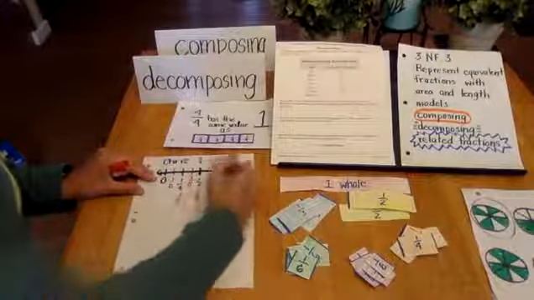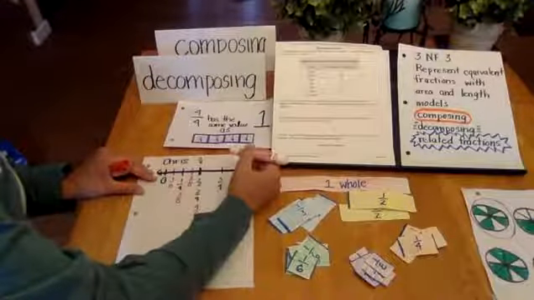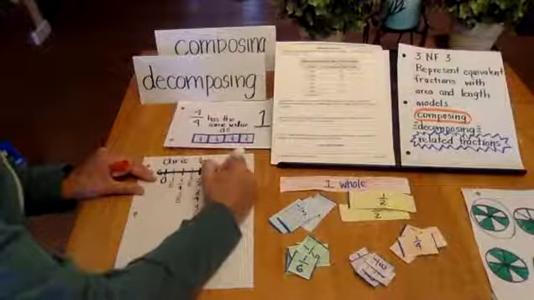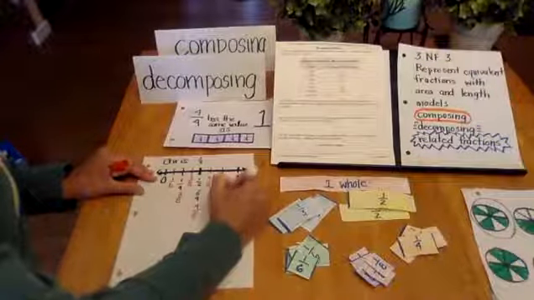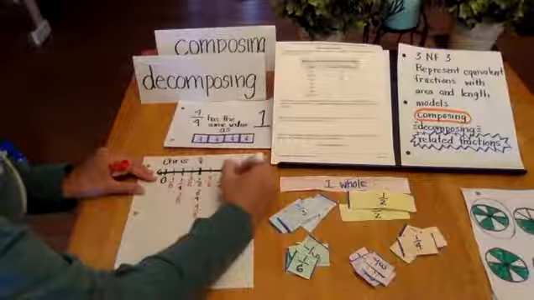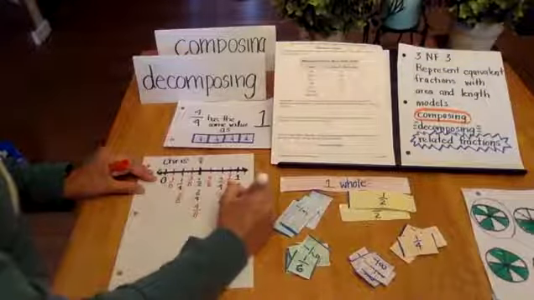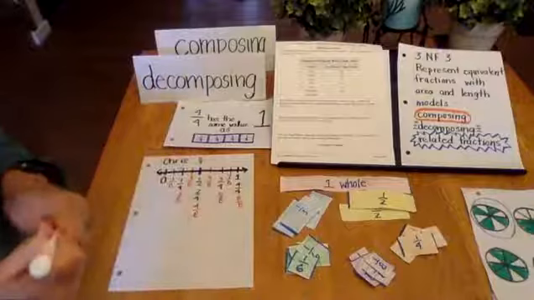4/8. Decompose. 5/8. This would be 6/8. 7/8. 8/8. So let's look where Chris landed.